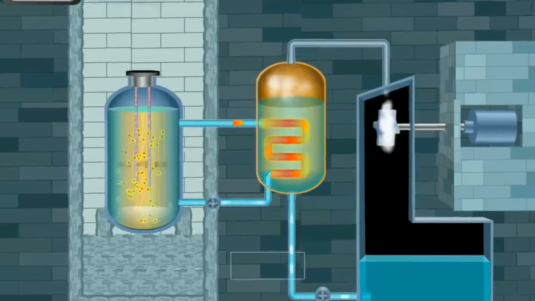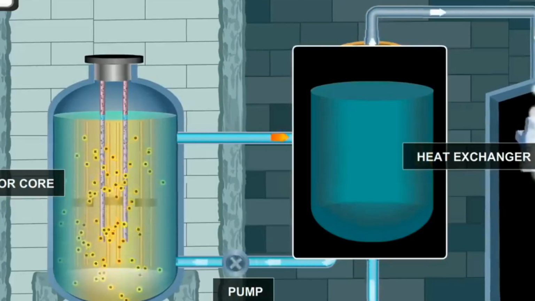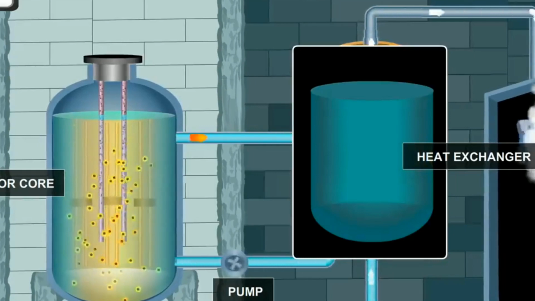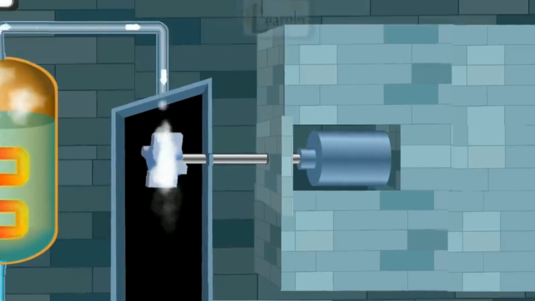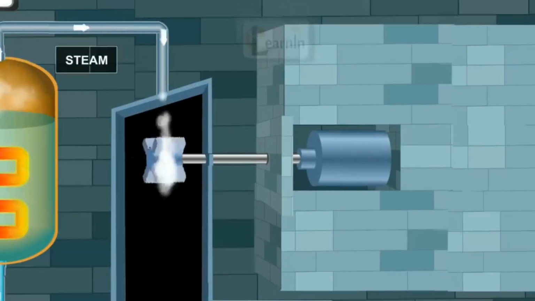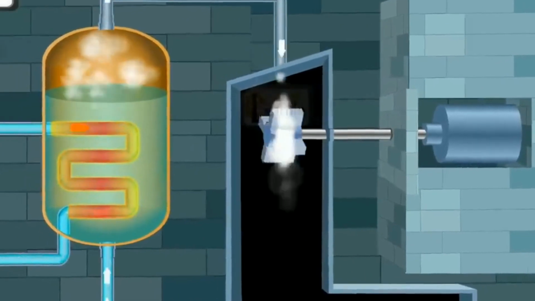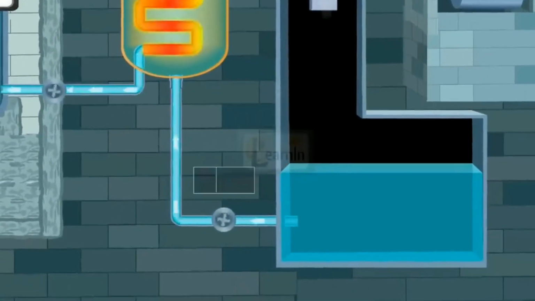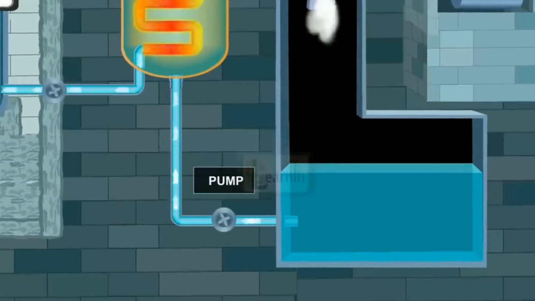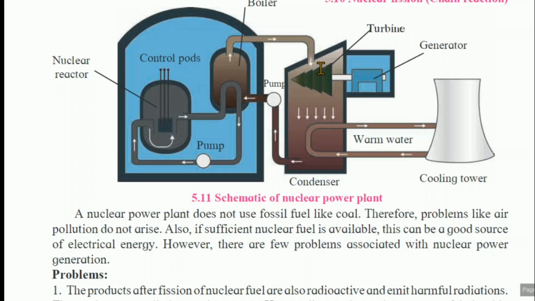Here is a pump. What is the function of this? Whatever steam remains, here a cooling tower is there. Through the condensation process, that remaining steam again converts into water in this condenser, and that water is again sent into the boiler for boiling. Again there is the formation of steam, and this steam is used for rotation of the turbine. So the basic mechanism is common.